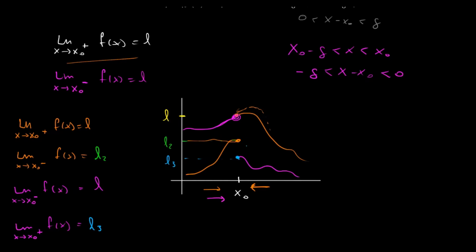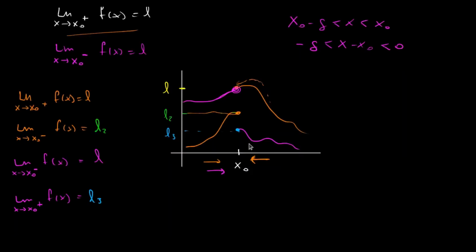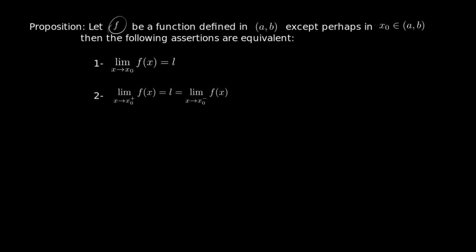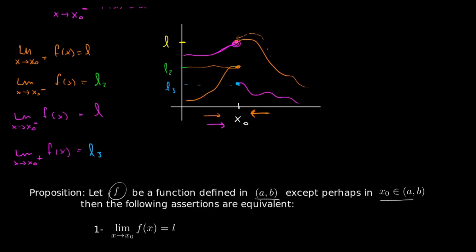And as usual, with a new definition comes a new proposition. This proposition says that we have a function f defined in an open set, except perhaps at a point x0. This is because we don't care about the value of our function at x0. In this previous example, we didn't care if the function was defined at L, L2 or L3. We just cared how the function was behaving when we took values to the right of x0 or to the left of x0, but we never talked about the value at x0.